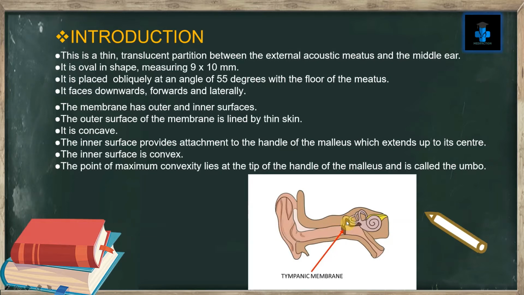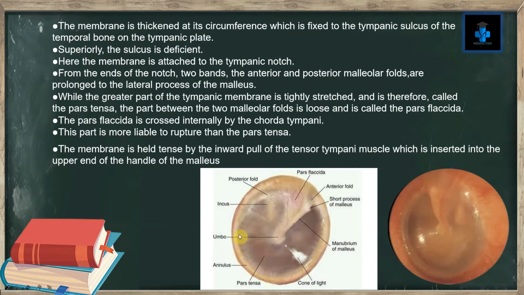The inner surface is convex. The point of maximum convexity lies at the tip of the handle of the malleus and it is called the umbo. So this right here is the tip of the malleus or the umbo. So the membrane is thickened at its circumference, which is fixed to the tympanic sulcus of the temporal bone on the tympanic plate.